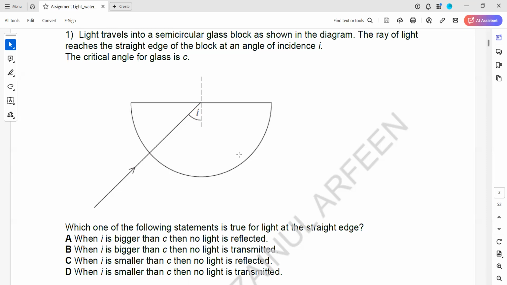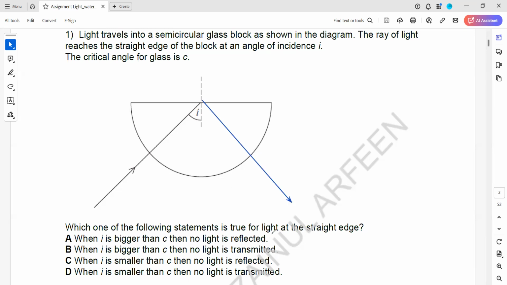When the angle is bigger, then the angle of incidence is more than the critical angle, then what will happen? There will be a total internal reflection. So in that case, all of the light will be reflected. If this angle is more than critical, all the light will reflect back.